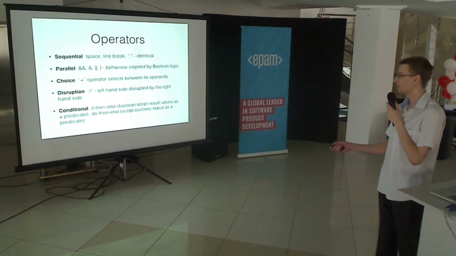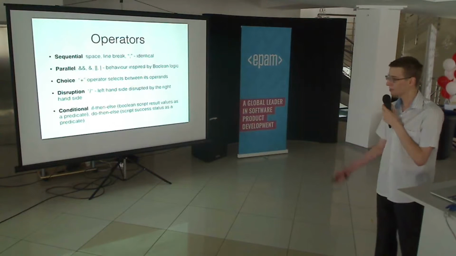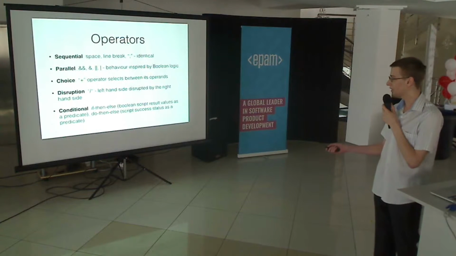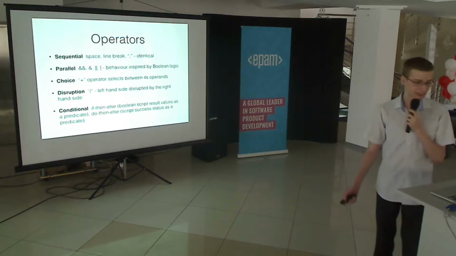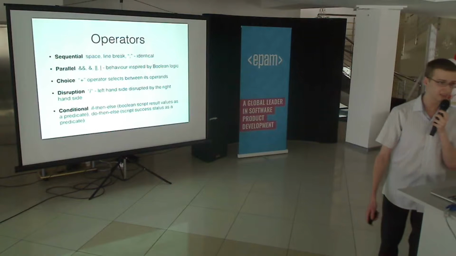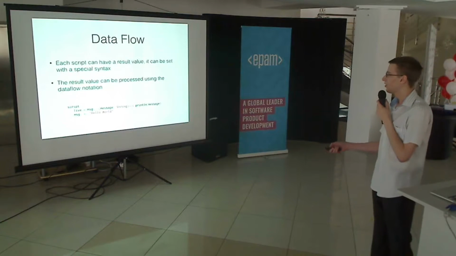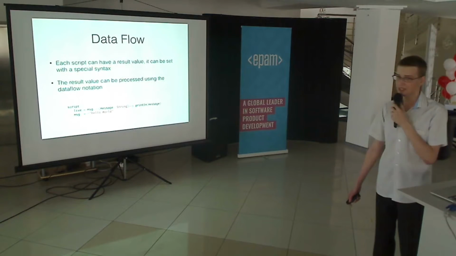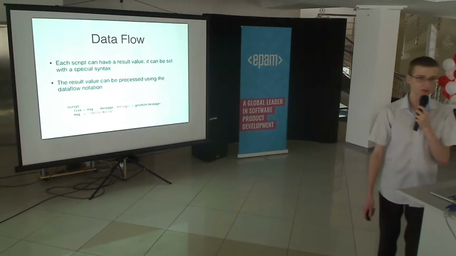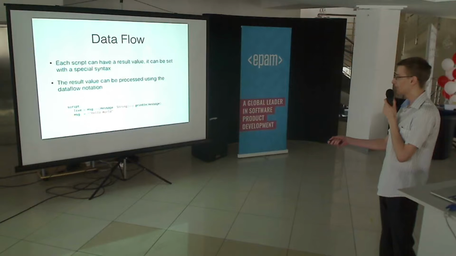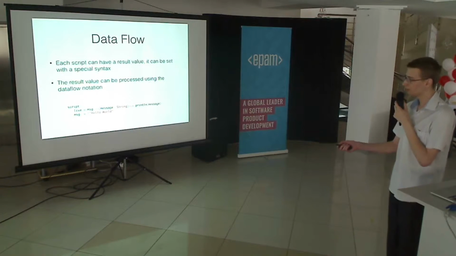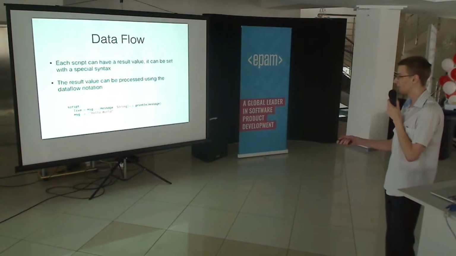And we have various kinds of conditional operators: if-then-else for Boolean, and do-then-else for processes, success and failure. I have already said that success and failure are analogous to Boolean true and false. Also, we have very nice capabilities for passing information from process to process. It is called a data flow. We can specify which value a process should take using this caret syntax. We have a lot of flavors of carets for various cases.